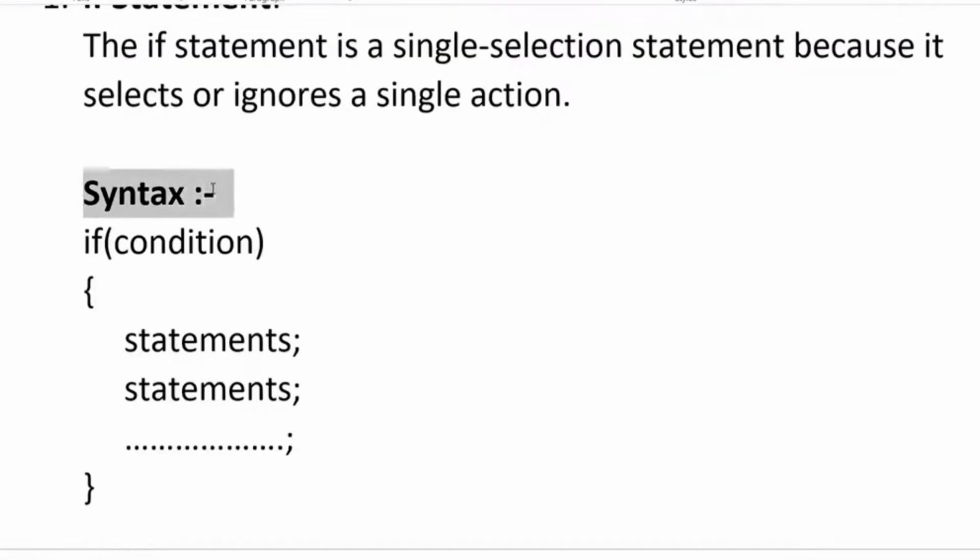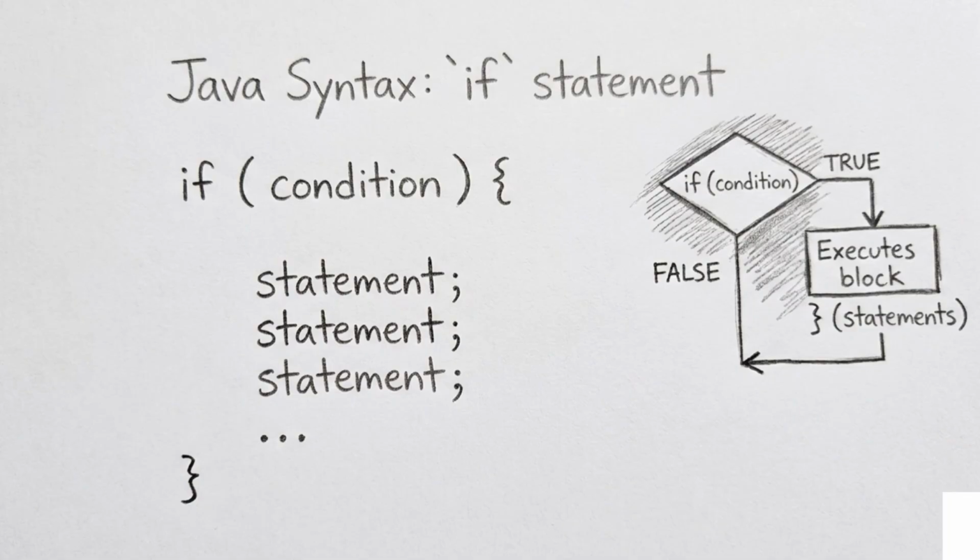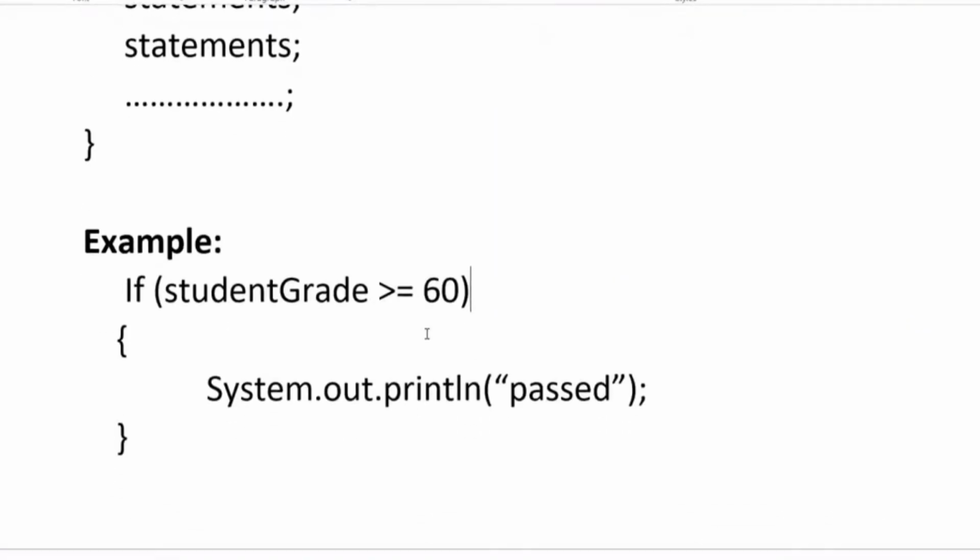So this is the syntax of the if statement. First we are going to write the if keyword, then the condition. In the body we are going to write print statements. For better understanding, we are going to understand it through this example.